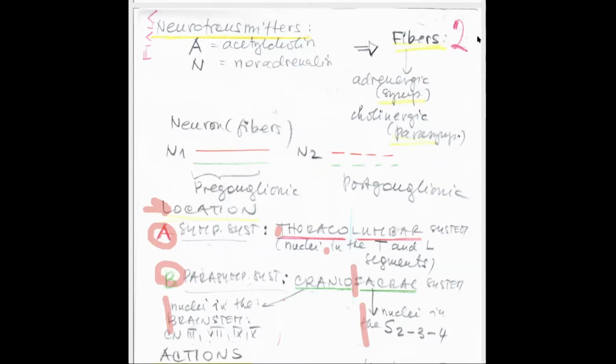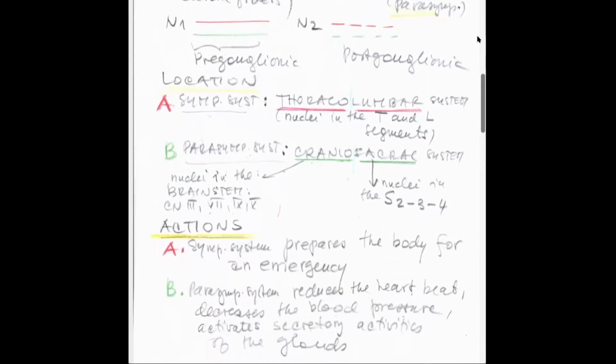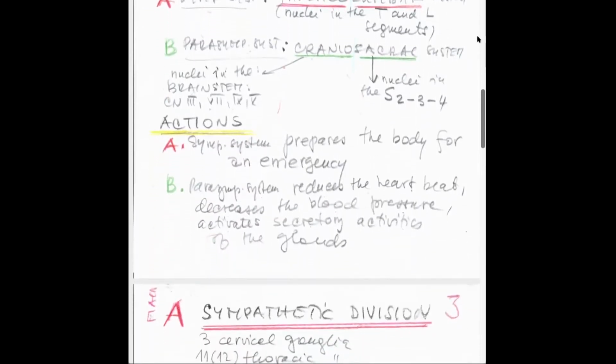So there are two different locations of both systems. When we look at the actions, on the next page, we will finish just the actions. The sympathetic system prepares the body. We will keep in mind, prepares the body for an emergency.